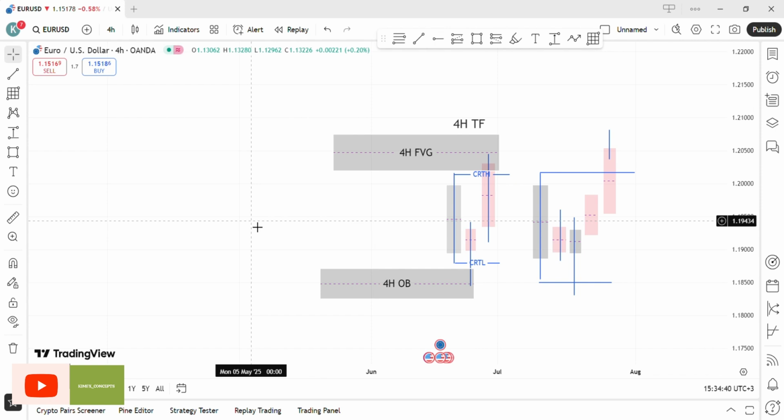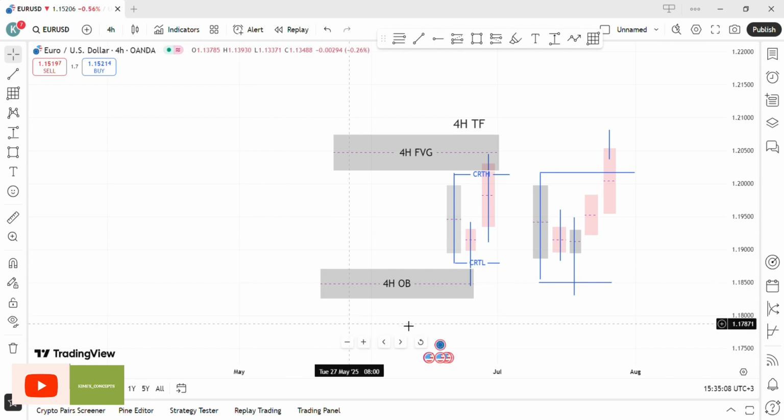The entry models I normally use on executing this trade are an entry model known as change in state of delivery, and sometimes I use a change of character. In this video, I'll be showing you the two entry models. Once you get your entry, I'll show you the entry models on the live charts. Over here, it's just an example.